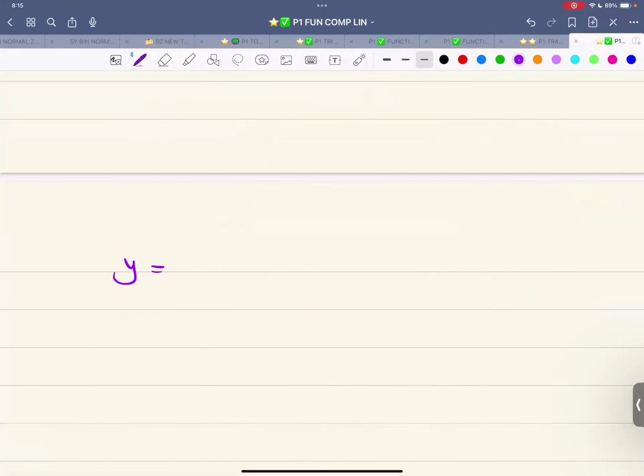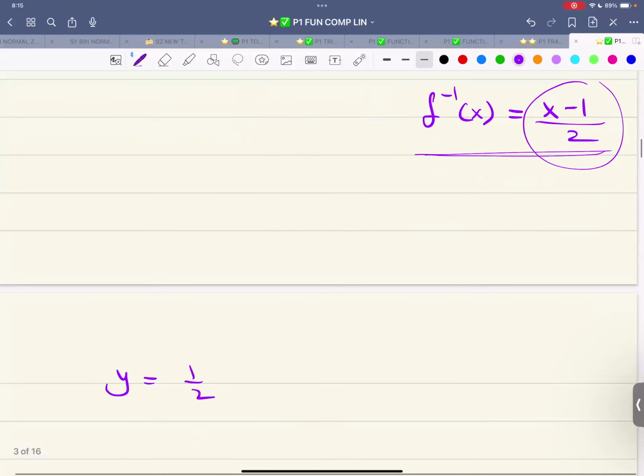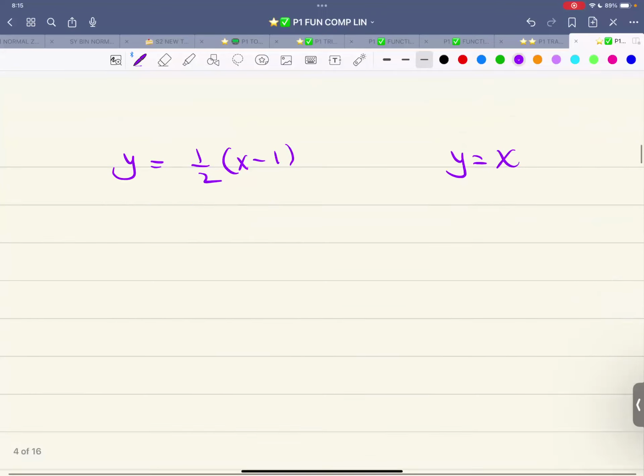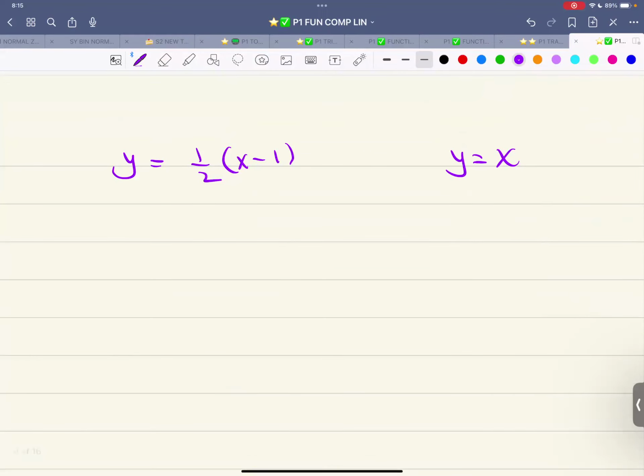So let me add a page. So y is equal to half bracket x minus 1, and y is equal to x. Let's double check. Let's solve it simultaneously.